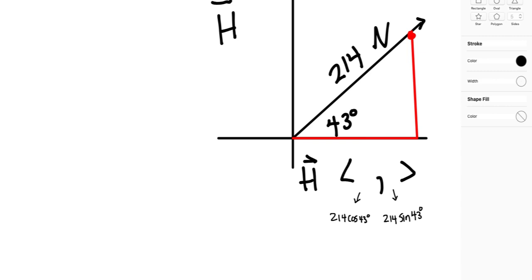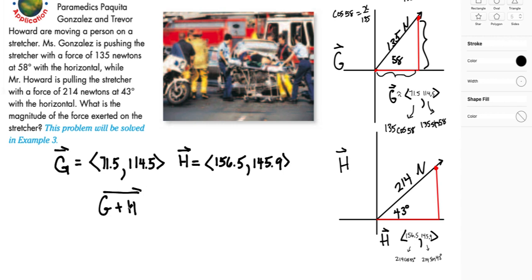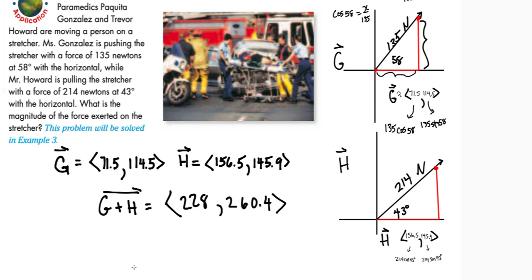So there, we do 214 times the cosine of 43, 214 times the sine of 43, and from there we're going to get that the two components are 156.5 and 145.9. So now that we have these two vectors, vector G written as 71.5 comma 114.5, and vector H written as you see here, we can add these two vectors together. When we add the two vectors together, we get the sum of the vectors, and now we basically get the total force, and from that value we can then find the magnitude. And so when we add those together, we get the following.